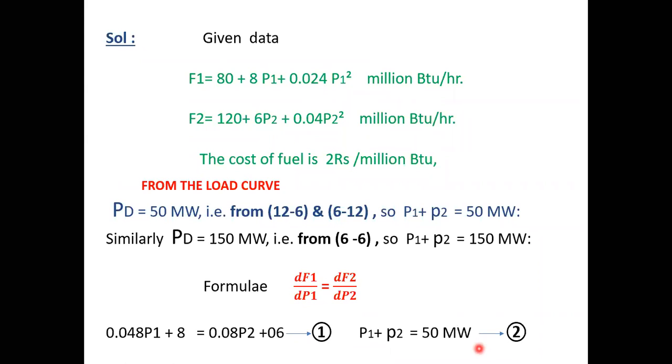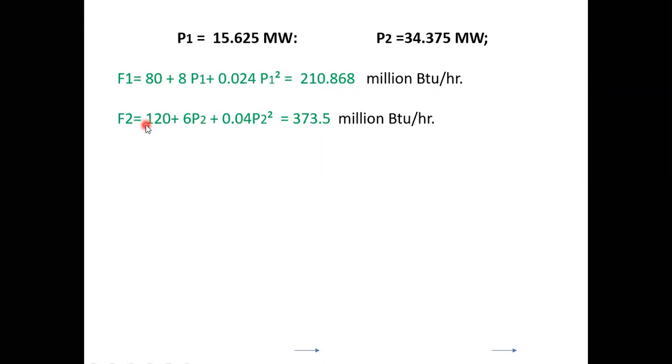So let's look at the answer. That is P1 is equals to 15.625 megawatt. P2 equals to 34.375 megawatts. And the next one is we need to find out F1 and F2. So that's why try to substitute in F1. Okay, P1 is substituted in F1, then you will get F1 value. Similarly, substitute P2 value in F2, then you will get F2 value. Okay, these two are nothing but F1 and F2 values.